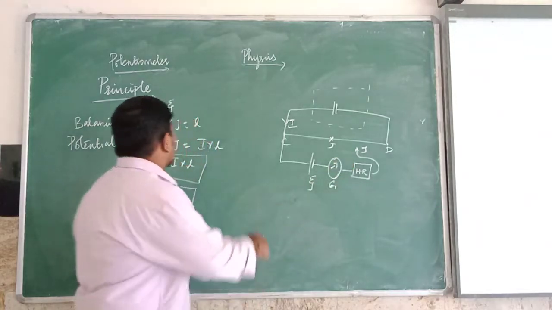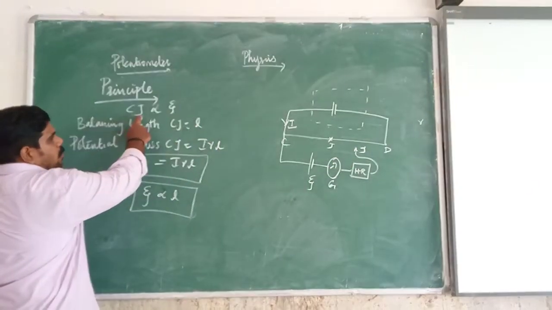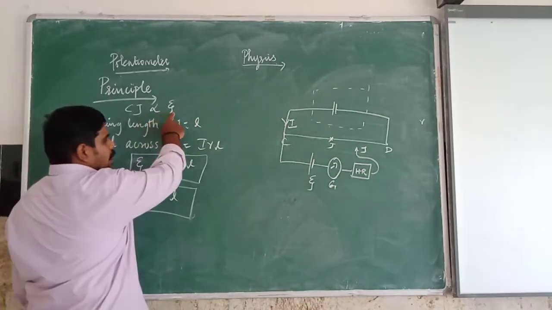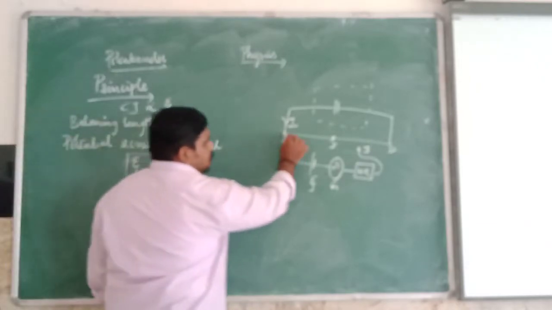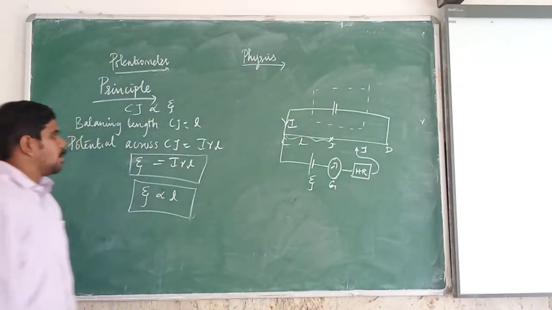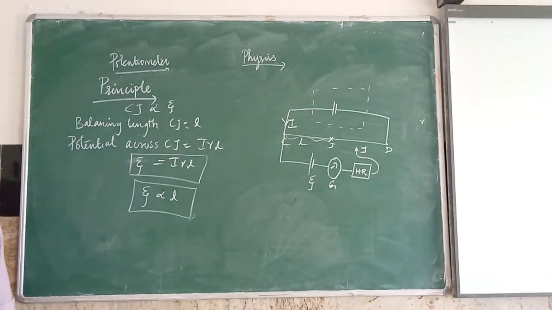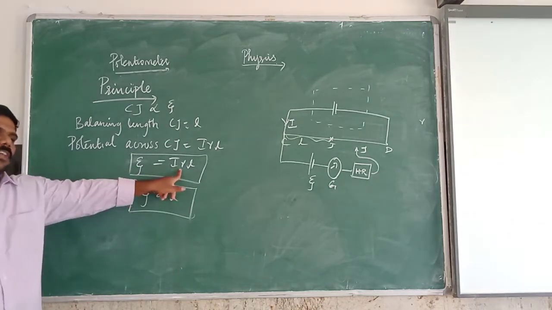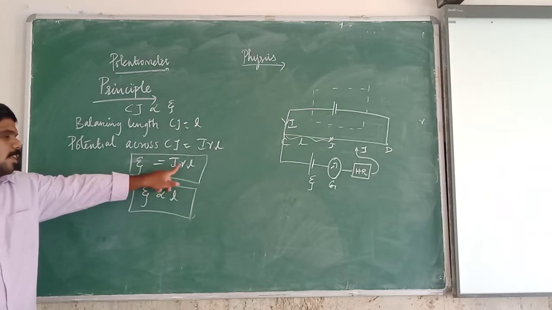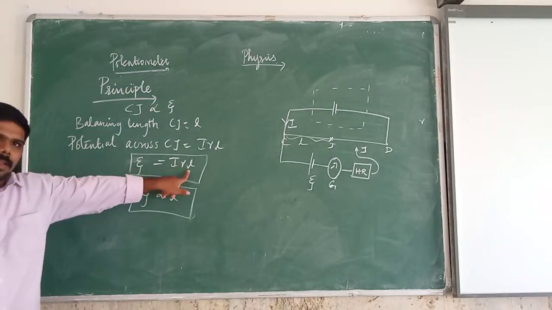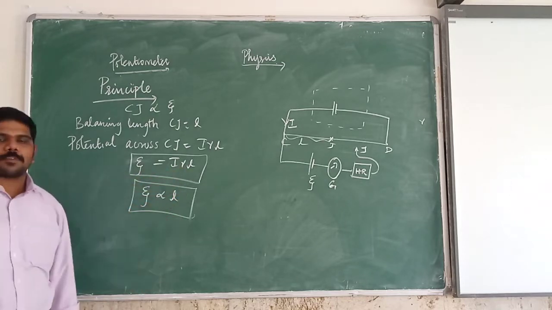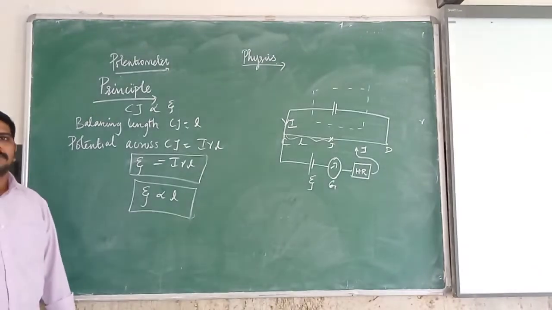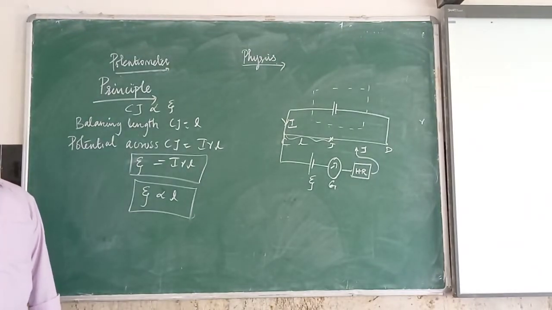Isn't it? So the potential difference across CJ will be directly proportional to the EMF of the cell. First, the balancing length CJ is equal to L. Clear? Now the potential difference across CJ is equal to IR into L. So the EMF of the cell will be equal to the potential difference across CJ, so psi is equal to IR into L. From this, I and R will be constant, so the EMF of the cell will be directly proportional to the balancing length of a potentiometer.